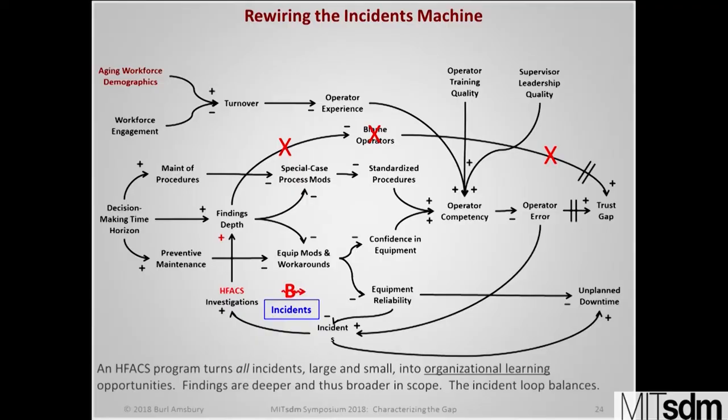And as a result of that, the tendency to blame proximal causes and operators goes away. And really, in a kind of cool way, what happens is that the sign on the findings depth gets flipped. That change fundamentally changes the nature of this thing. The more investigations you have, the more incidents you have, the more you're motivated, if you have this kind of program in place, to go, okay, we haven't been digging deep enough. We don't really understand what's going on. We need to dig deeper. So that now changes this to a nested reinforcing loop. So incidents don't go away, but they don't fly away either.